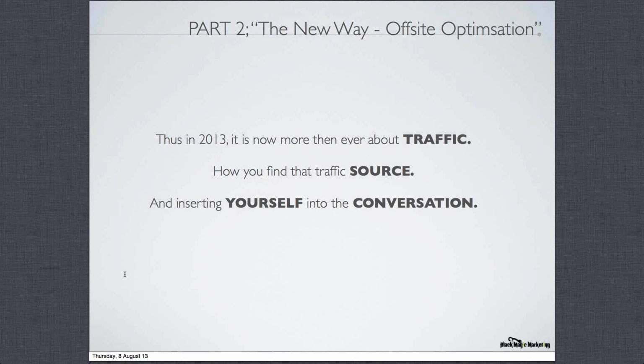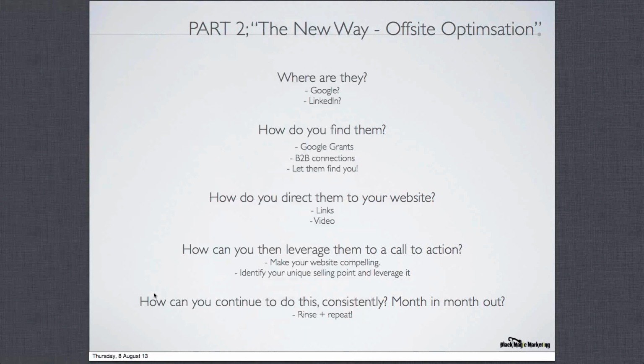How do you find that traffic source? Blogs, forums, social media, YouTube, and how do you insert yourself in that conversation? So a blog comment, a forum post, an article posted, a video shared on YouTube and Facebook, a tweet about something relevant that you've come across, reaching out to synergistic companies on LinkedIn, all this sort of stuff, finding the conversation and inserting yourself into it. And this is what I've just been speaking about here. So where are they? The Google and LinkedIn. LinkedIn is a very good platform for finding other businesses that are quite synergistic to your own.